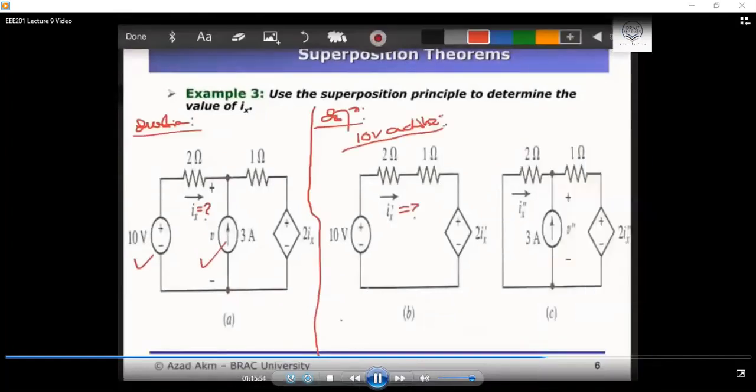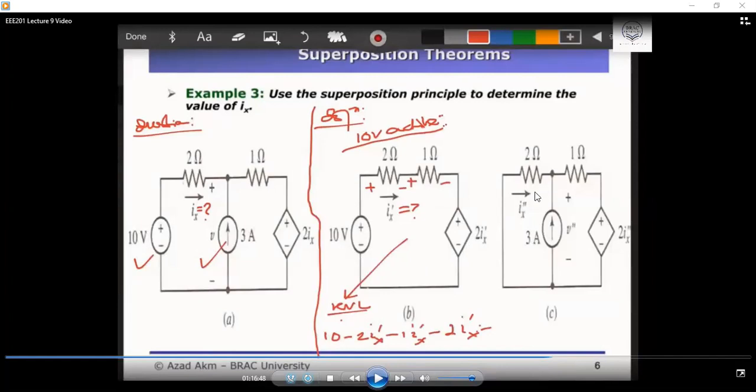So KVL said what? 10 minus 2Ix prime minus 1 Ix prime. You understand this point. Actually, for the first experiment, we can apply the KVL here because the 3 ampere current source is taken off, because this is an independent current source. In the middle there is no current source. So this is the first experiment, and we are going to find the current Ix through the 2 ohm resistor, which is Ix prime here.